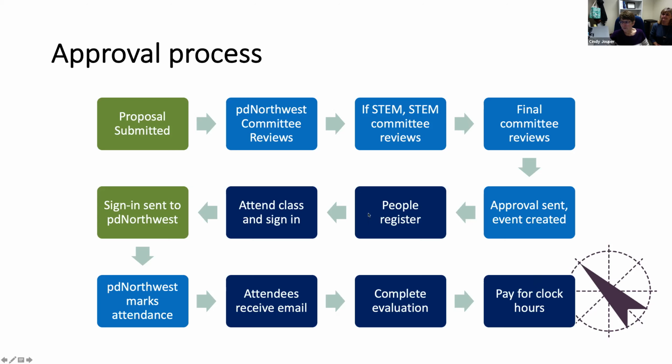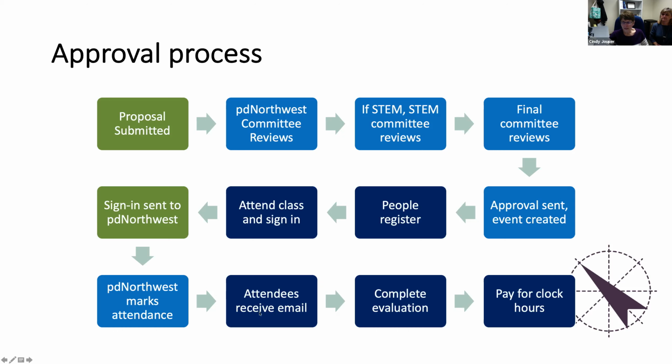So Tiffany will send out a whole packet of that. Then you just give people the link or tell them how to get there and they register for the class. Once they get to the class, they attend and they sign in. If anyone leaves early, you should make a note on the sign-in sheet of how many hours they were actually there, because we need actual hours of attendance. Then once it's completed, you'll send us that sign-in sheet on email, so just scan it in and send it to us. We'll take that and we'll mark attendance in the system.